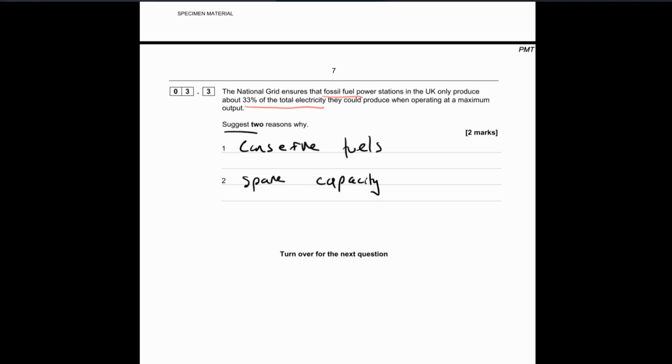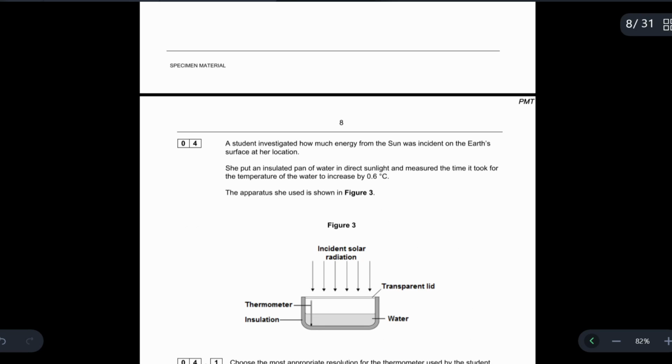Some other things also: if you imagine all of this energy is coming from fossil fuel power stations, and we only need 33% of total electricity, there's no reason to have our power stations running at 100% capacity. We're just wasting fuel, and we're also emitting harmful greenhouse gases, which we don't need to do, and that would make a bad environmental impact. So hopefully that makes sense. So that's it for question 3.